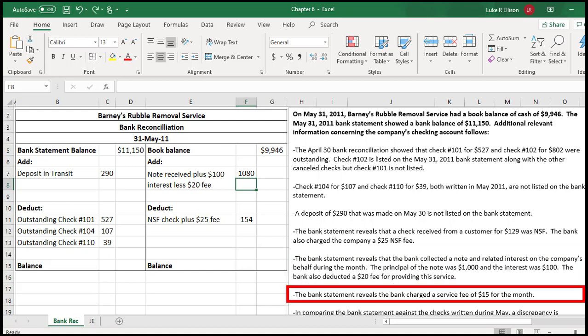Next, the bank statement reveals the bank charged the service fee of $15 for the month. The fee was charged by the bank, so the bank already has this transaction recorded. But until the company makes an adjustment, the $15 will be missing from the accounting records. Therefore, the adjustment is going to have to be on the book side to deduct the $15 fee.